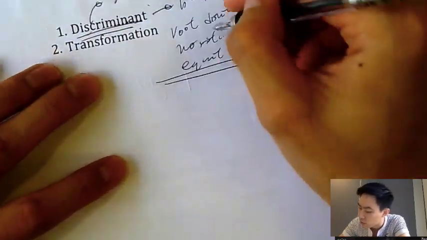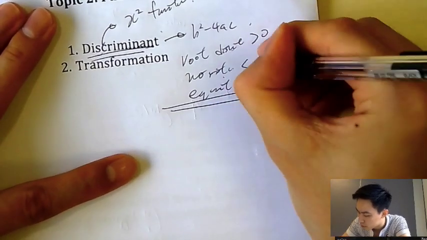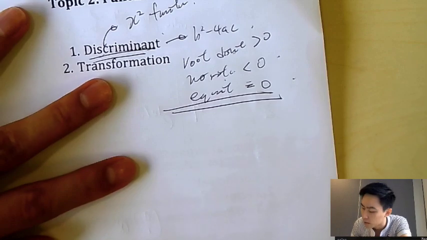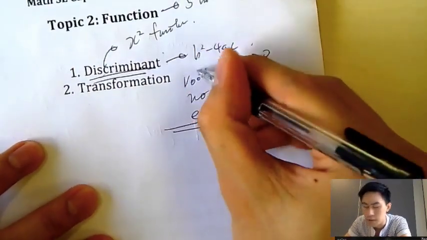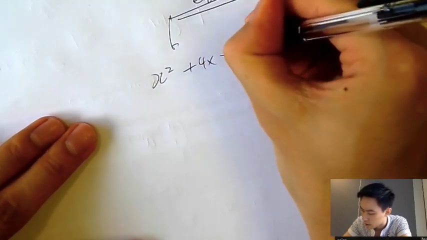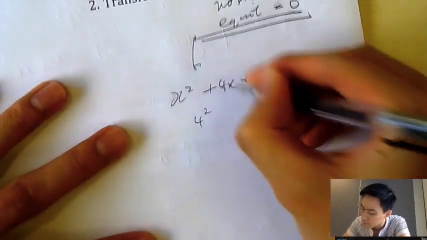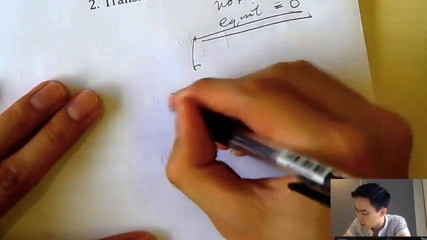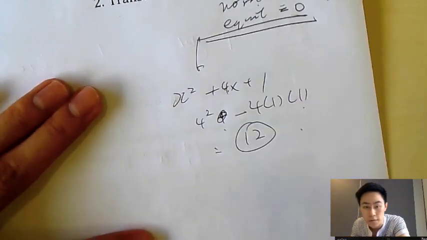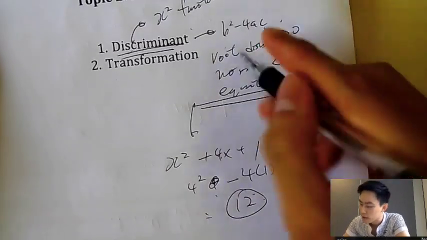So for distinct roots, b squared minus 4ac must be bigger than 0. If no roots, it must be smaller than 0, and equal roots must be equal to 0. So what does b squared minus 4ac mean here? Let's say x squared plus 4x plus 1. The discriminant of this will be 4 squared, b squared, minus 4 times a times c. So 16 minus 4, which is equal to 12. This is bigger than 0, so that's why this function will have distinct roots.